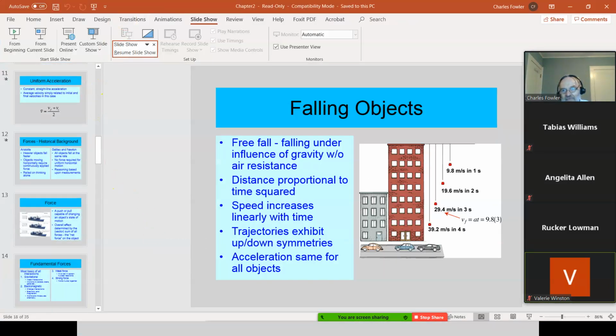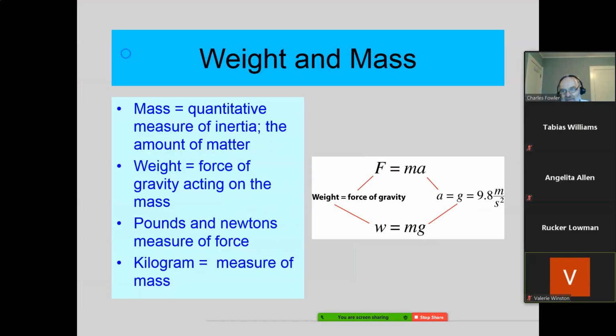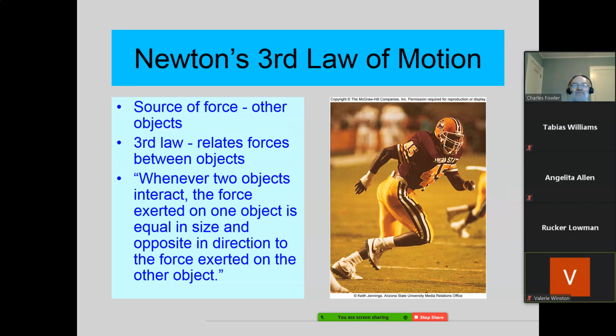Okay, we'll resume the slideshow if I can get this to pick up here. Again, my cursor sort of disappears. So there was weight and mass. Now we go to Newton's third law of motion.